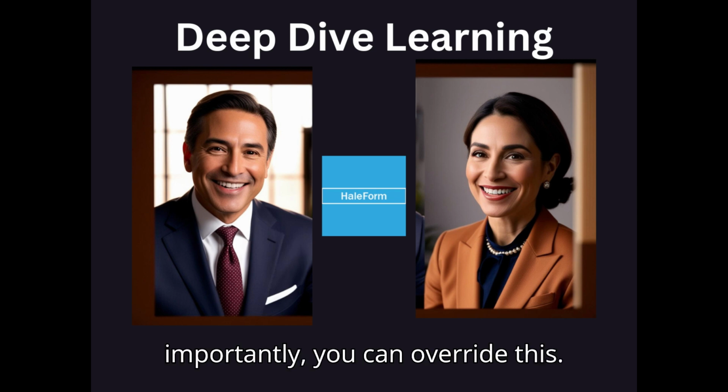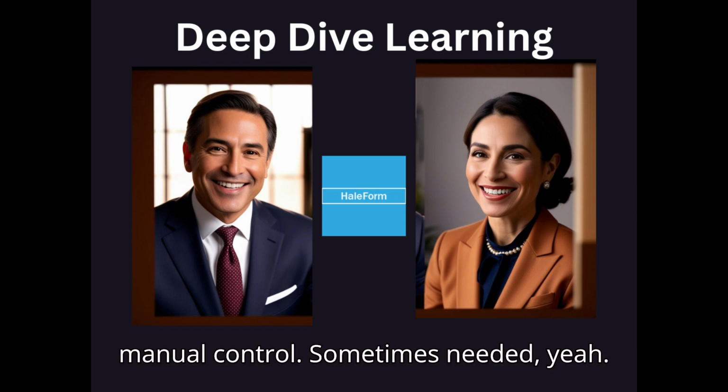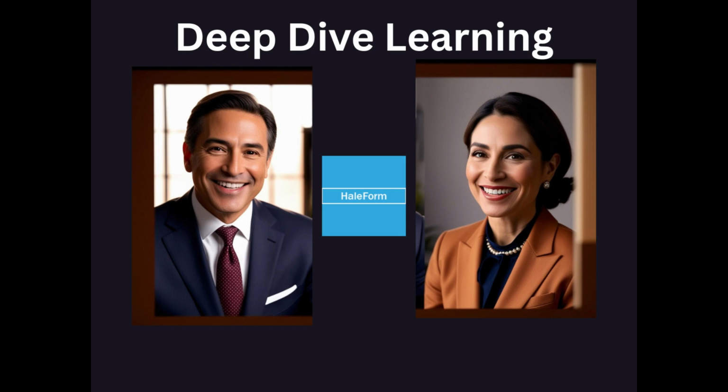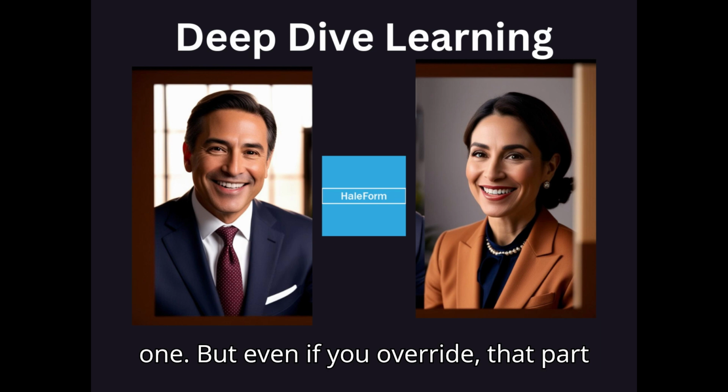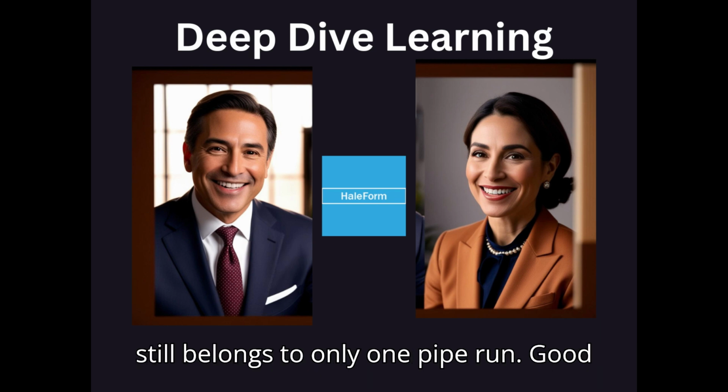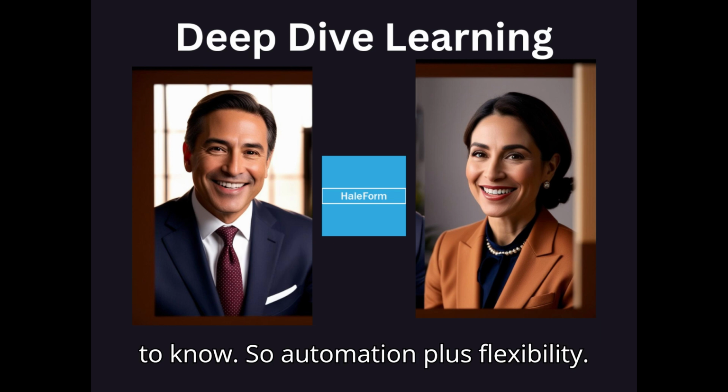But importantly, you can override this. Manual control. Sometimes needed, yeah. If the auto-selected part isn't quite right, you can manually pick a specific one. But even if you override, that part still belongs to only one pipe run. Good to know. So automation plus flexibility.